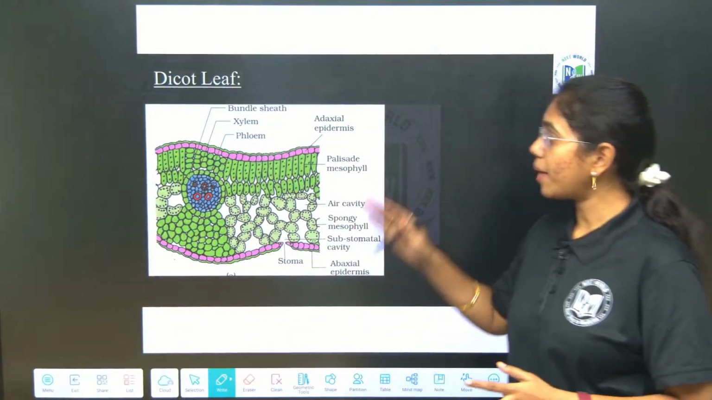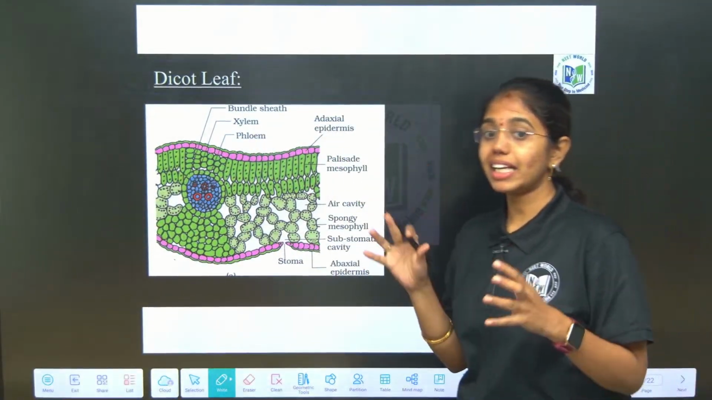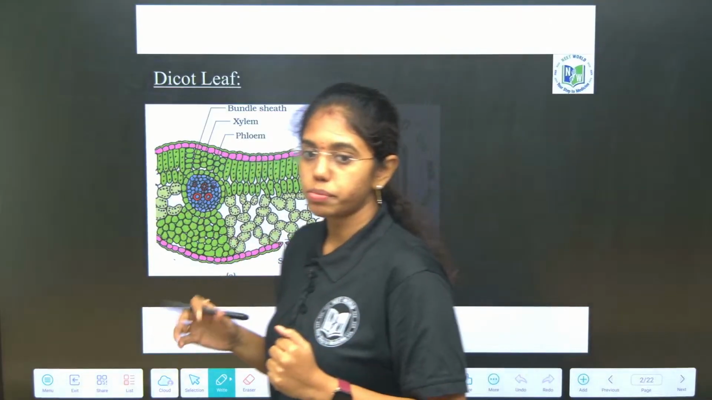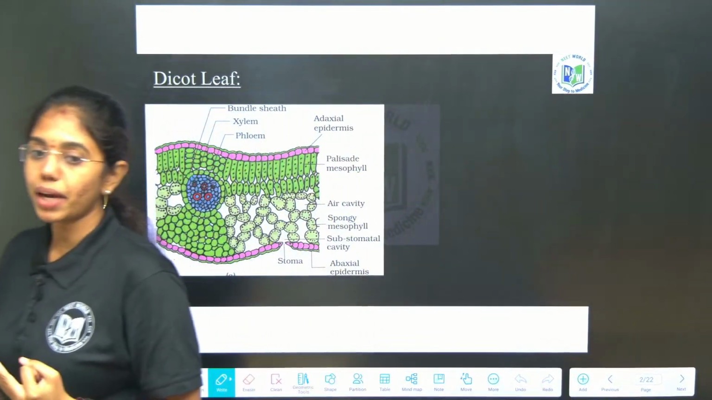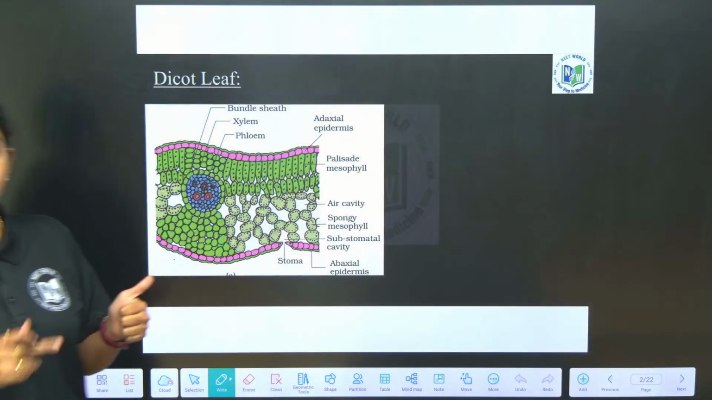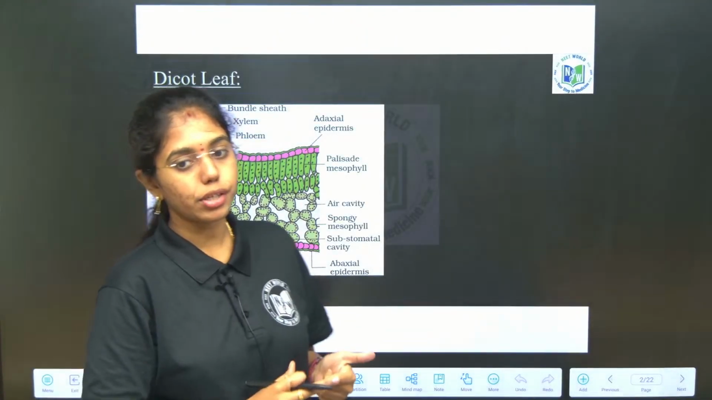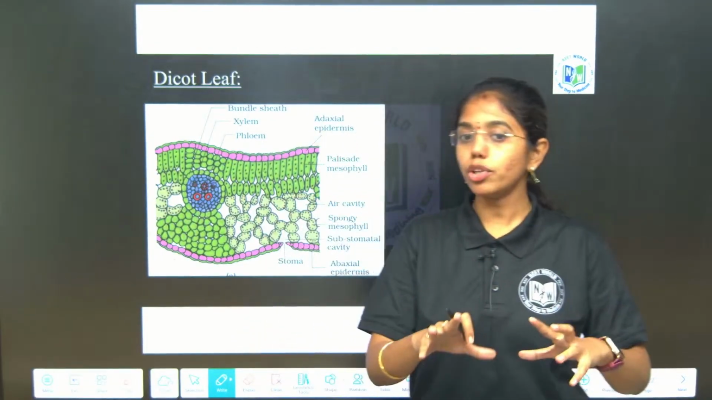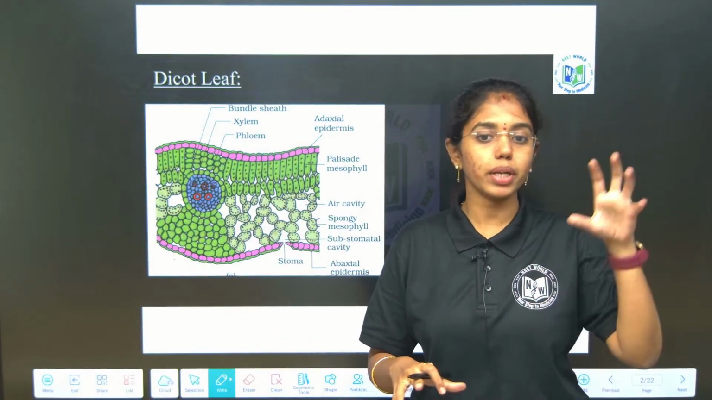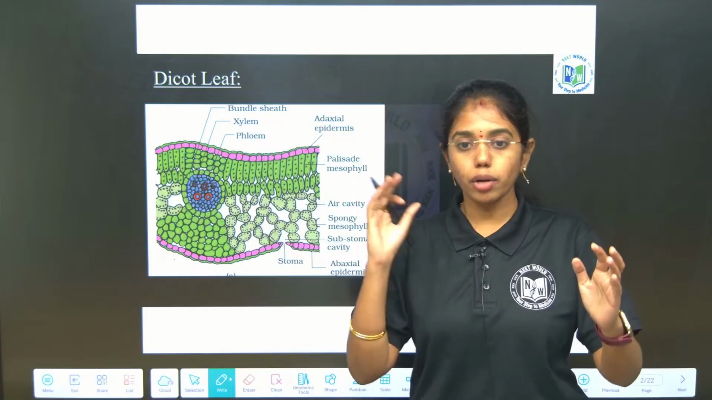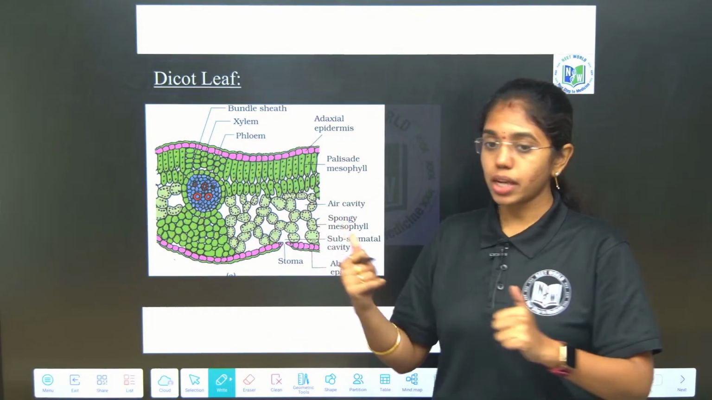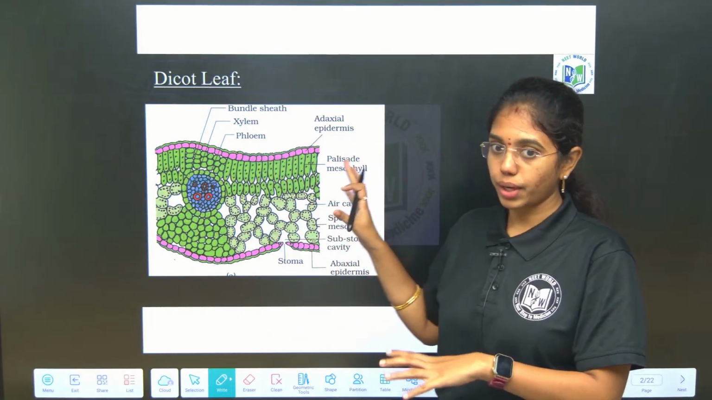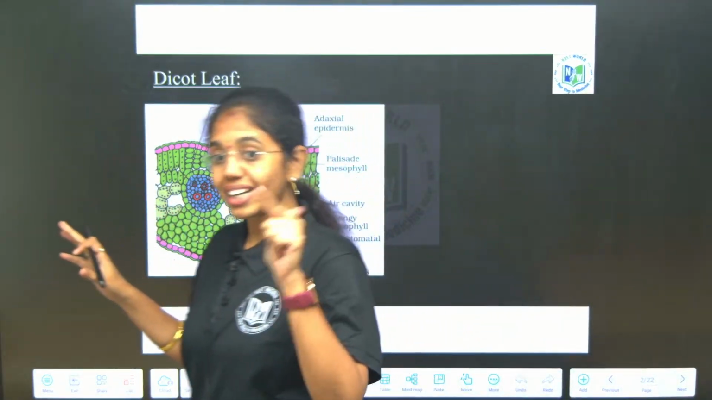So yes, in our previous session, we have clearly dealt with the tissue systems. What are the three tissue systems that we have done? Epidermal tissue system, ground tissue system or fundamental tissue system, and vascular tissue system. After which we have looked into the comparative analysis between dicot monocot root, dicot monocot stem, and now it is the time to learn the last comparative analysis, that is dicot monocot leaf.